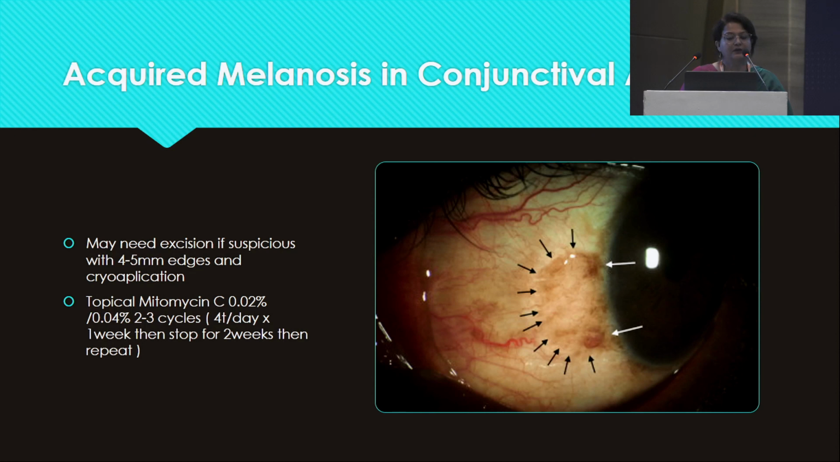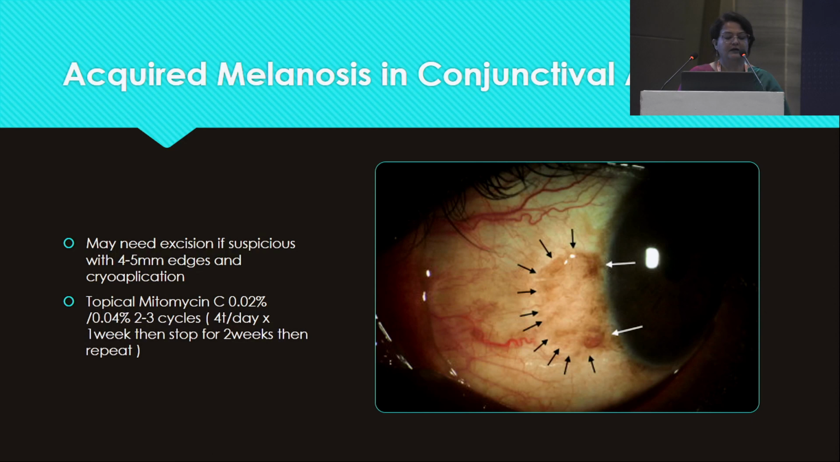Now, acquired melanosis sometimes occurs in the graft itself. So this is very challenging for the operating surgeon, because you do something primarily for cosmetics. You do a good graft, there is no recurrence, but what happens is the graft itself becomes pigmented and gives poor cosmesis. So if there is any suspicion of a different kind of problem, then please repeat the surgery like we do in any other recurrent pterygium, with a 4 to 5 mm edge clear excision. Or sometimes topical mitomycin C is used in 2 to 3 cycles.